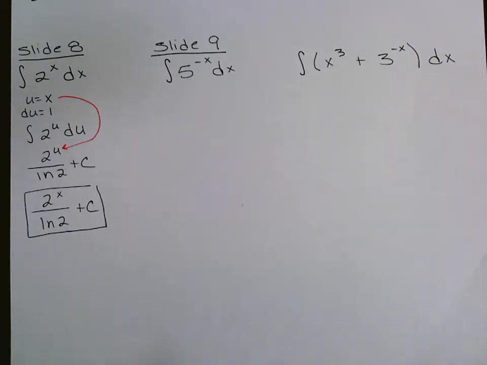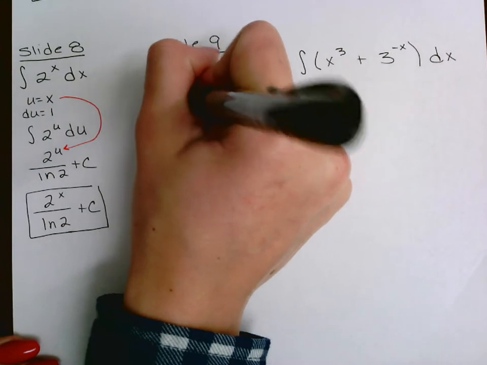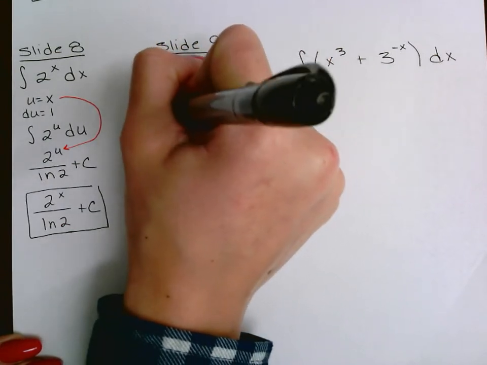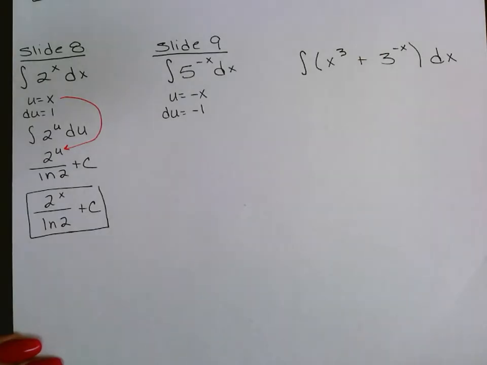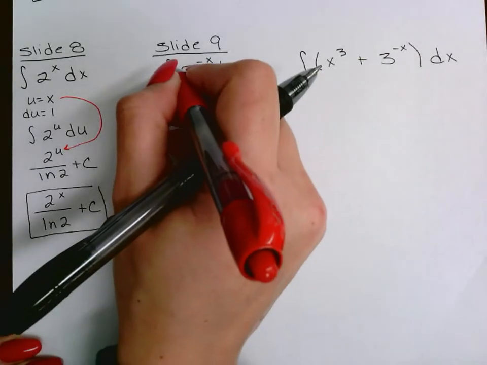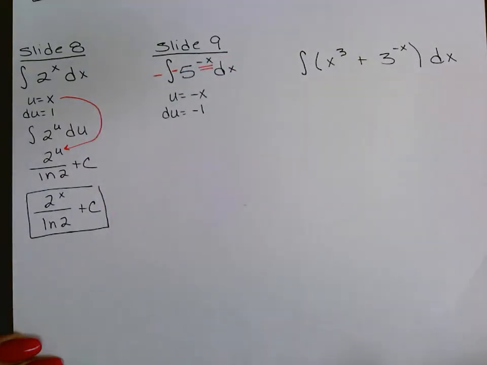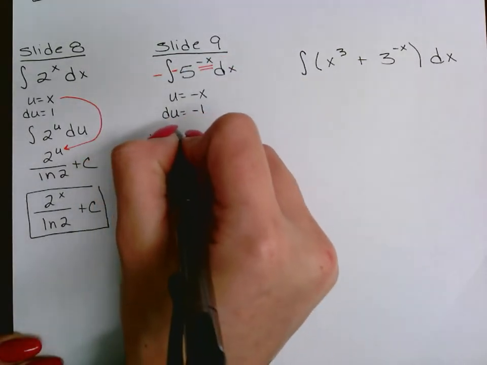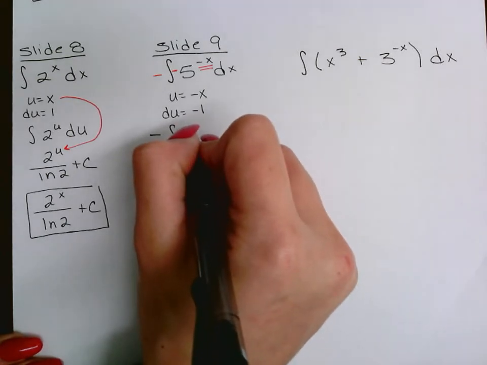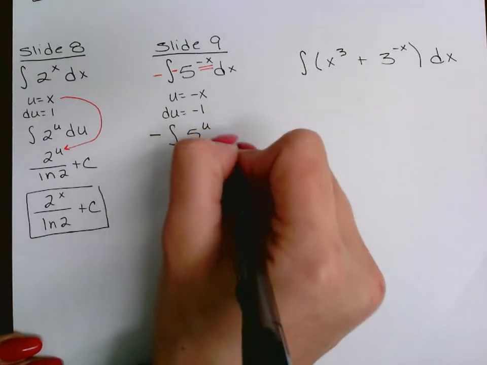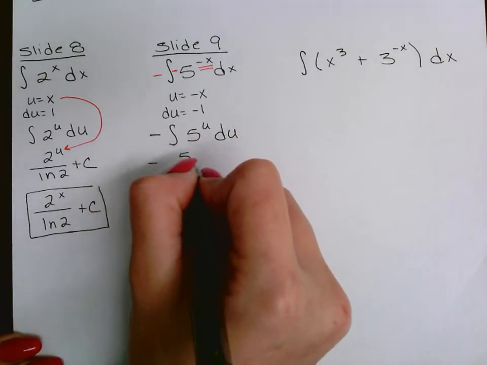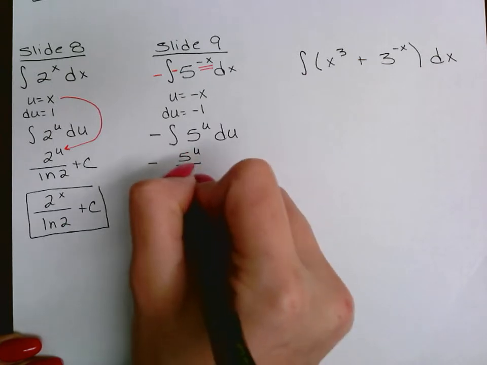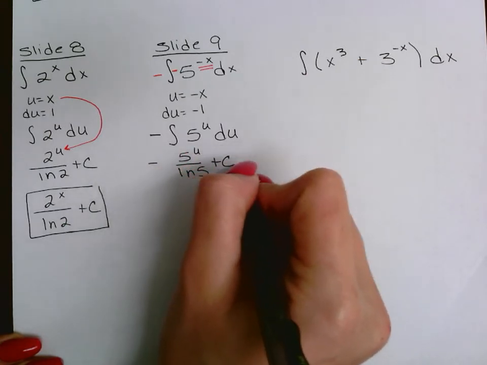On question number 9, who is your u? Negative x. The derivative of that is? Do I need u-sub here? Yep. So I have my u. Do I have my du? Nope, I'm missing that negative. So I can bring down the negative: integral of 5 to the u du. Bring down the negative. Antiderivative is 5 to the u over ln of 5 plus c.